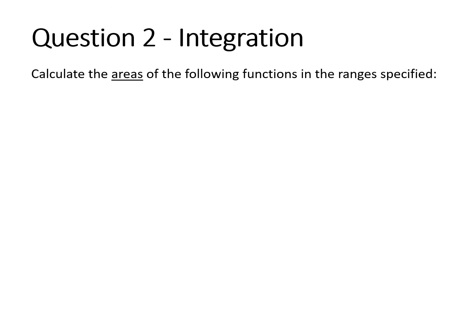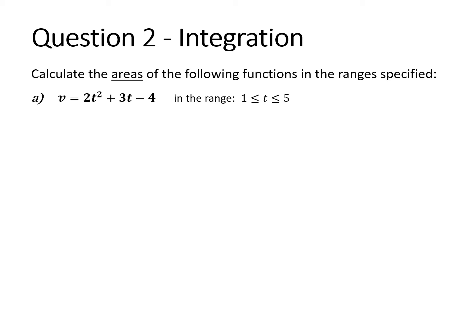So the second question is all about integration. It's calculate the areas. So the first question is another polynomial. It's v equals 2t squared plus 3t minus 4. It's another quadratic. And we've got to find the area in the range between 1 and 5. Now, whenever you have to calculate the area under an equation, you've got to integrate it.